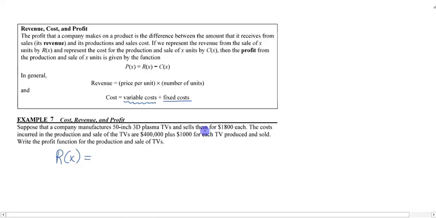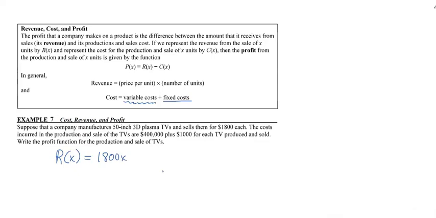So they're selling for $1,800 each. So if you make one TV and you sell it, you bring in $1,800. If you make two TVs and sell them for $1,800 each, then that's going to give you $3,600, and so on. It just keeps growing. So our revenue is 1,800 times however many TVs you make and sell.